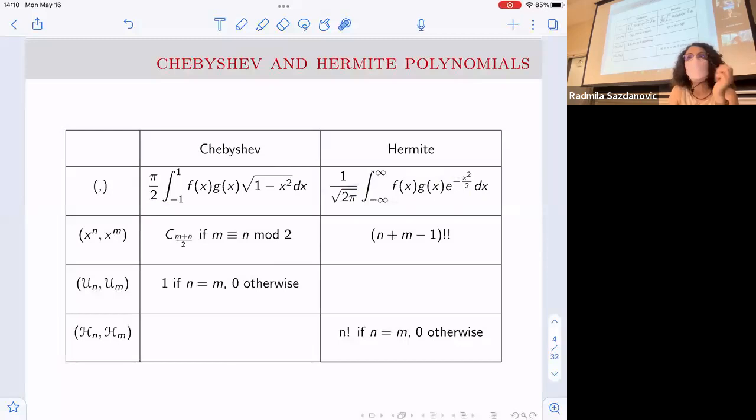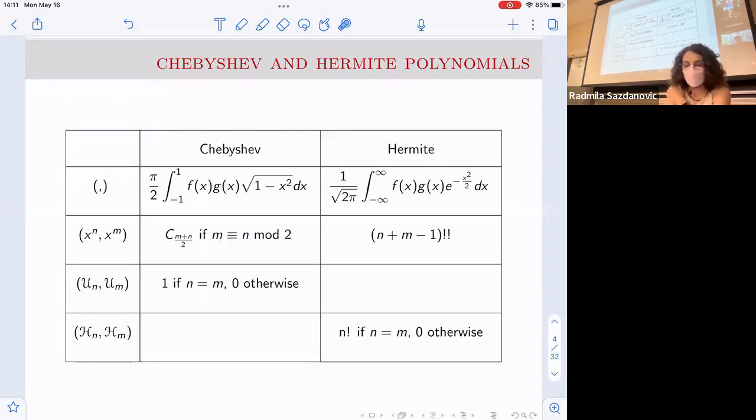Here I have an inner product for Hermite polynomials. And then you say, okay, Chebyshev polynomials are orthogonal with respect to this inner product, Hermite polynomials are orthogonal with respect to this inner product. But what I can do is take just the monomials, x to the n and x to the m, and use this inner product to create a pairing between them, right? And ask, what do I get when I plug in x to the n and x to the m instead of f of x and g of x? With a little bit of help from high school mathematics, you get that this is a Catalan number, the (n plus m) divided by 2 Catalan number.